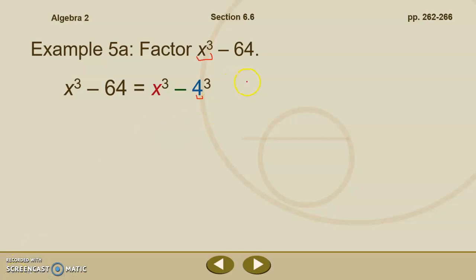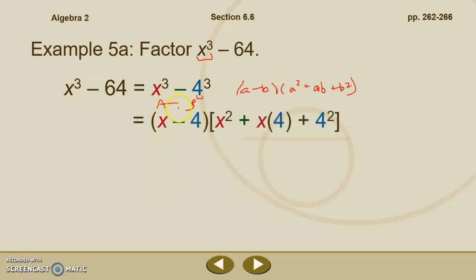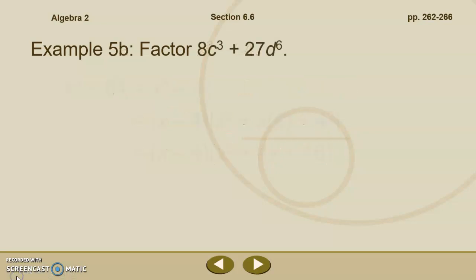We're then going to use our difference of cubes pattern, which was a minus b times a squared plus ab plus b squared. Okay, this is our a term and this is our b term. So let's see what that looks like. We have x minus 4, and then we're going to take a squared, so x squared, plus ab, 4x, plus b squared. There's our b squared. Let's simplify that, and we get x minus 4 times x squared plus 4x plus 16.